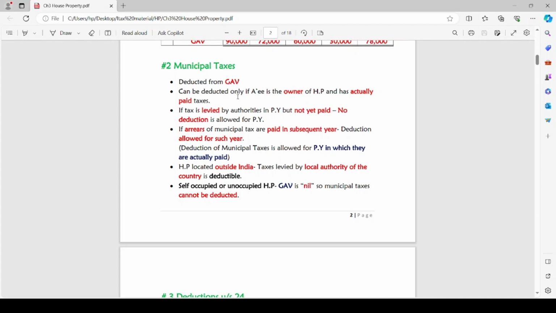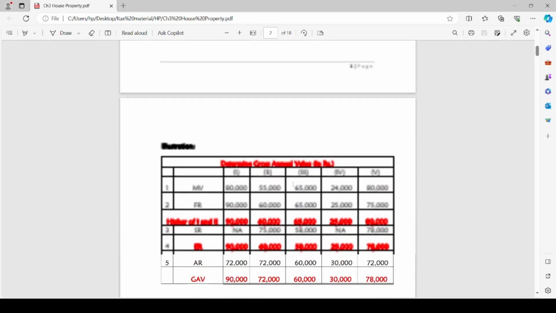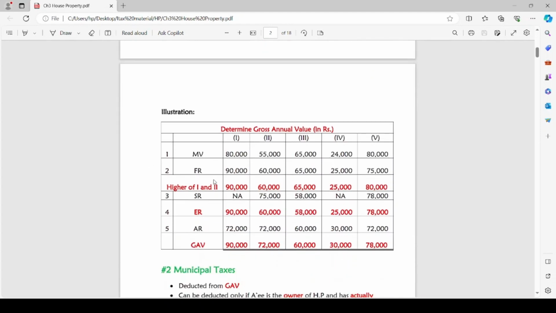The next point. For self-occupied property or unoccupied house property, the gross annual value is nil. So, we cannot deduct municipal taxes. For the self-occupied or unoccupied properties, the gross annual value will be nil. In such a case, the municipal taxes cannot be deducted because GAV computation is solely based on rent. The municipal value, fair rental value, standard rent, ER, actual rent. We have to follow all these steps to compute GAV.